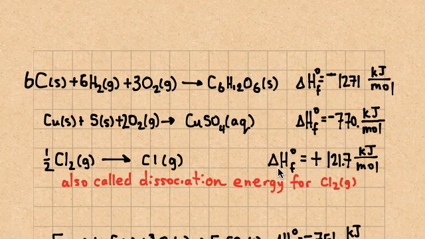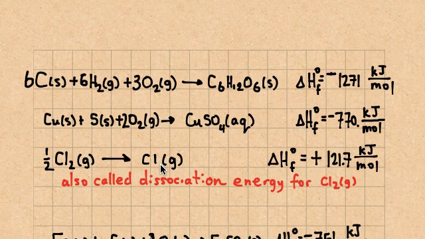They could be called something other than heats of formation. For example, if I'm breaking apart chlorine gas into chlorine atoms, then I could say this is the dissociation energy for chlorine. Although if you looked up the dissociation energy for chlorine gas, it would say 1 mole of chlorine gas would be endothermic to the tune of 243.4 kilojoules for 1 mole. That's because here in my thermochemical equation, I wrote half a mole of chlorine gas breaks down to give 1 mole of chlorine atoms. Crazy.